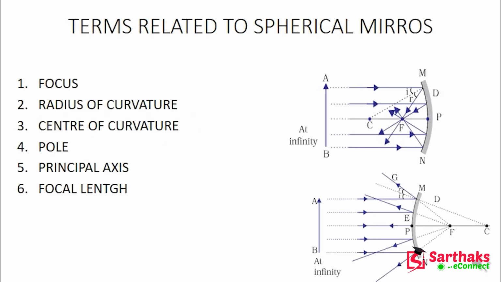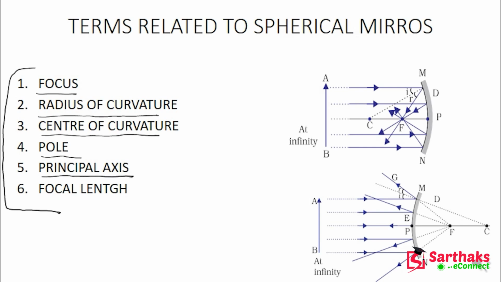So guys, in this slide you can see that there are some terms written here: focus, radius of curvature, center of curvature, pole, principal axis, and focal length. So what are the meaning of these terms? Let's try to understand what are the meaning of these terms. First we will be studying about focus.